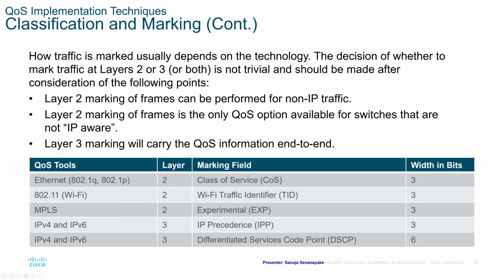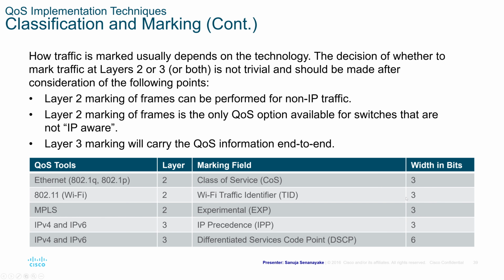For example, if on an exam I ask you about Ethernet 802.1q and 802.1p, the IEEE standard, and I ask you what the marking field is for this, you should be able to pick class of service or COS, as opposed to MPLS, which uses EXP, experimental, as opposed to 802.11, which uses TID. You should know those things. I haven't seen many questions that actually ask about the width of the bits associated with a QoS tool, but since Cisco is actually providing that information here, I would still remember this as well.